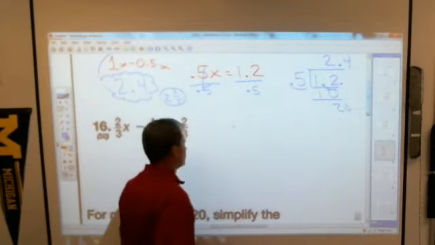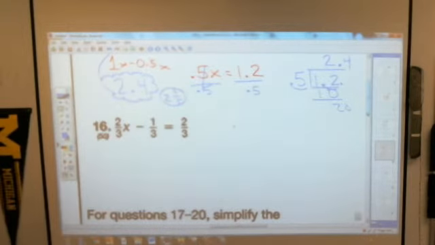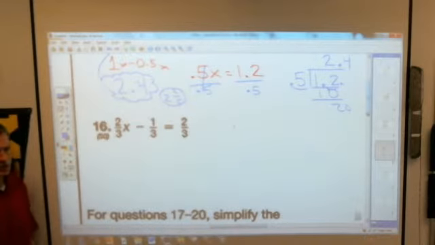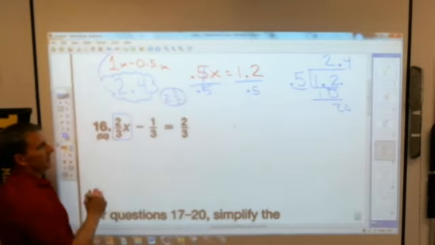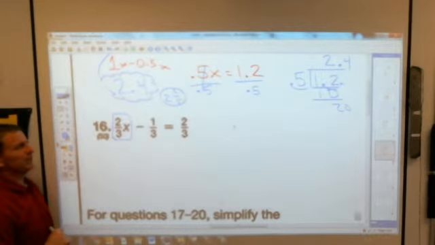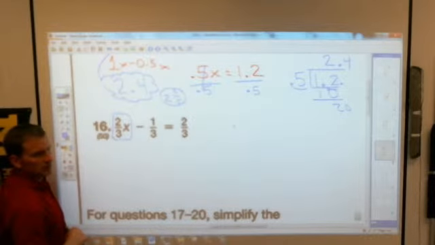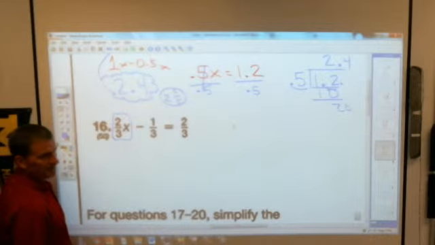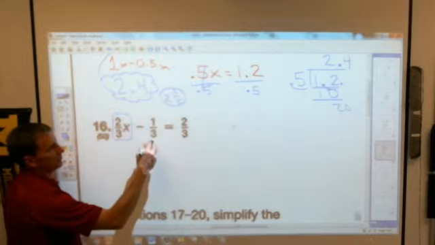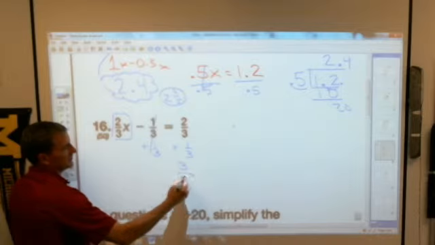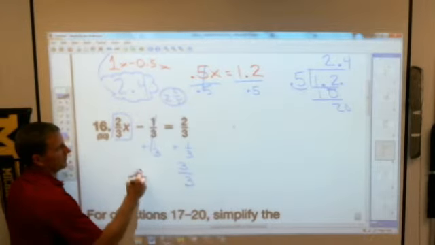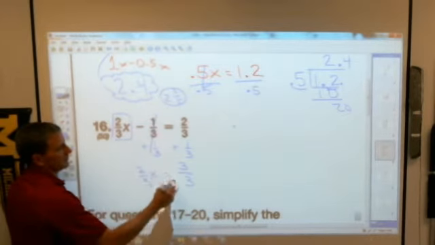And I will tell you when it gets to 16, the first thing that pops in my head is flip and multiply at the end because I see a fraction in front of the letter. But before I do that, how do I isolate this? I have to get rid of the 1/3. How am I going to get rid of that 1/3? She said add. Exactly, you do the opposite. It's minus 1/3, so you add a third. If I add a third to 2/3, I get 3/3, and that's a good thing, because that's a pretty simple number. So now I have 2/3 x equals that.